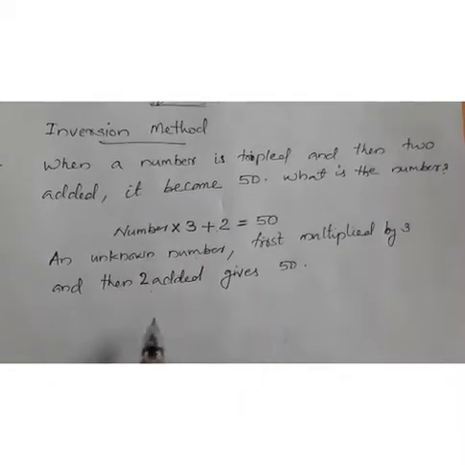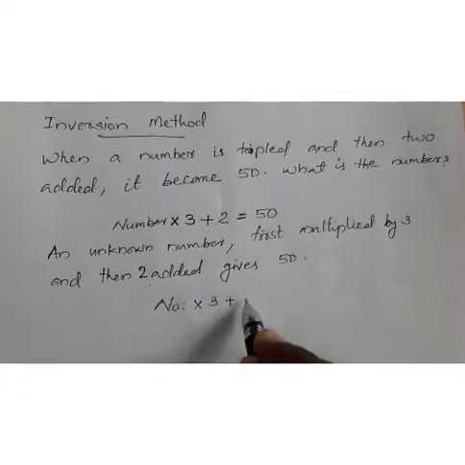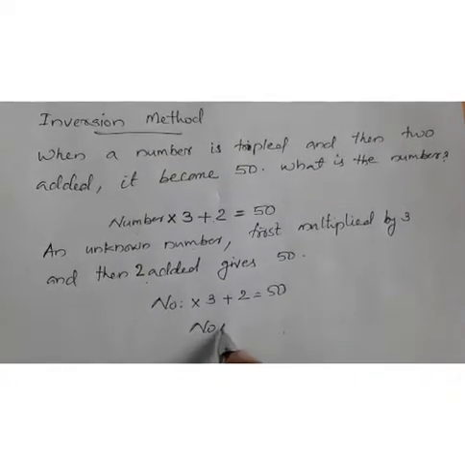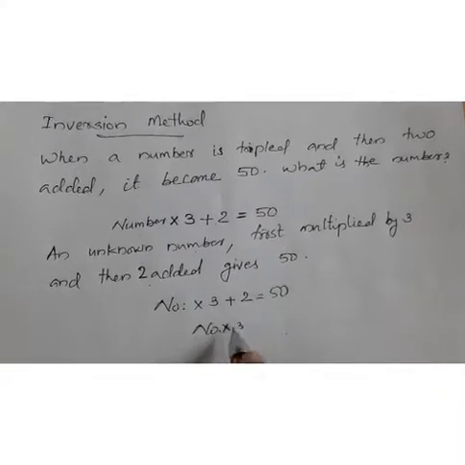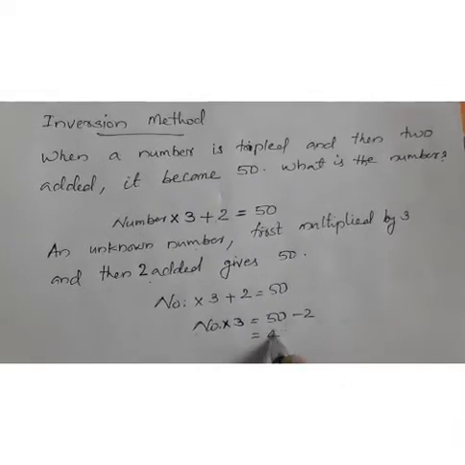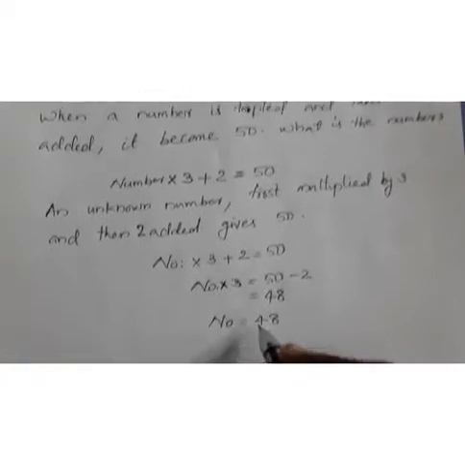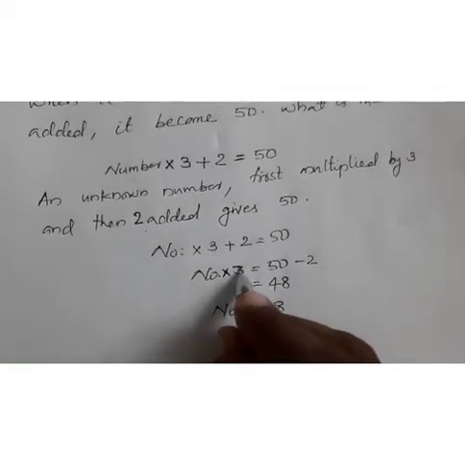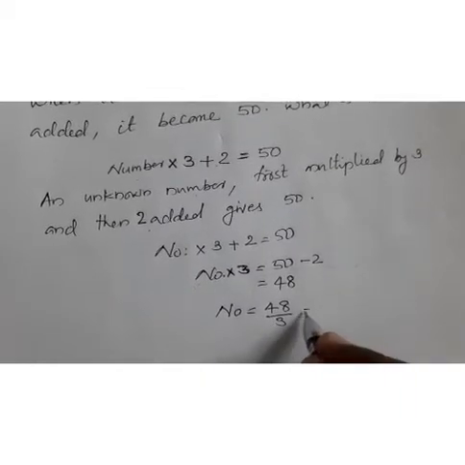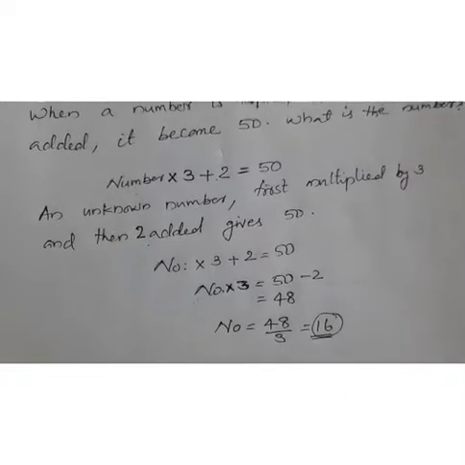So to get that number: multiplied by 3, added 2, we get 50. So the number into 3 is equal to 50 minus 2, which is 48. So what is the number? Multiplication becomes division. So the answer will be 16. So that unknown number is 16.